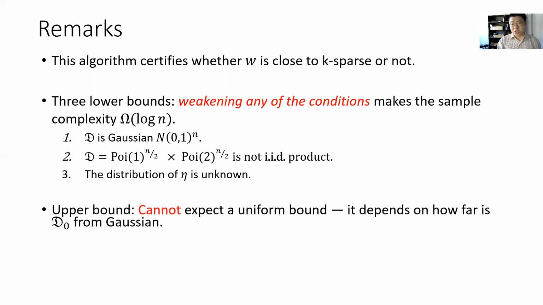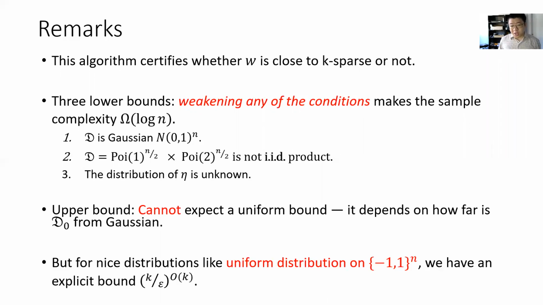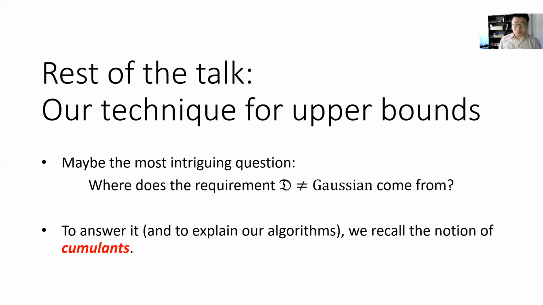Finally, let us discuss upper bounds. So you may ask, can we get a uniform upper bound on the sample complexity? This turns out to be too much to expect. It will depend on how far the entry-wise distribution D naught is from Gaussian. But for nice distributions, like the uniform distribution on minus 1, 1 to the n, we have an explicit bound k over epsilon to the order of k. So that's all I want to say about the theorem. The rest of the talk, we will discuss our technique.